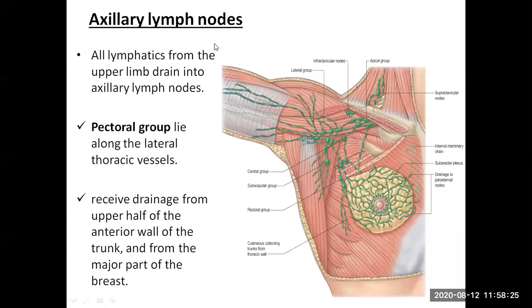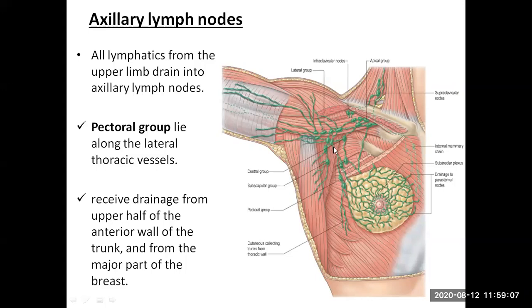Here, the axillary lymph node. This one is important from the examination point of view. Lots of clinical complications appear with the axillary lymph node also. All the lymphatics from the upper limb drain into the axillary lymph node. Here you can see the structures shaded in green in the image; this indicates the lymphatics. So all the lymphatics from the upper limb drain into the axillary lymph node.